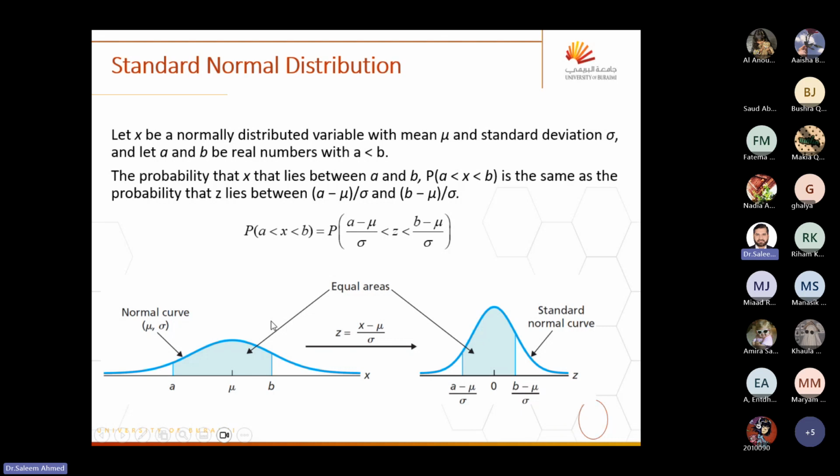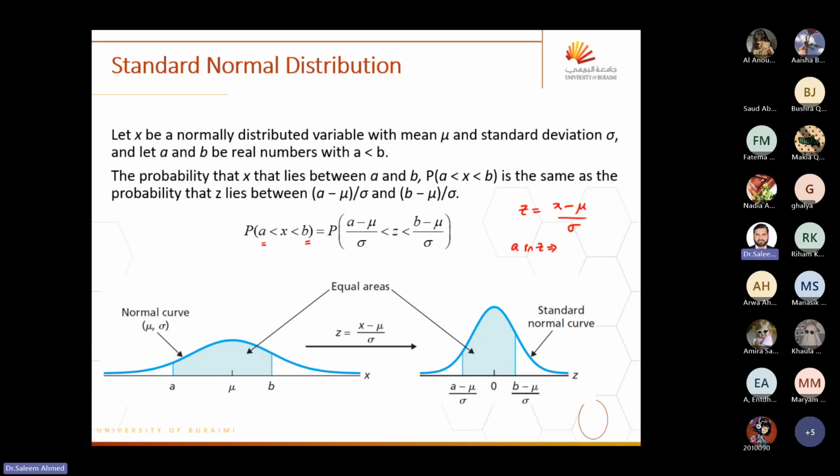Now, if you want to find the probability of x being between any two values a and b, you will convert, because mu and sigma are given. So you have defined z as x minus mu by sigma. Whatever mu and sigma are given, you are looking at x between a and b. So what we will do, we will write a in z.